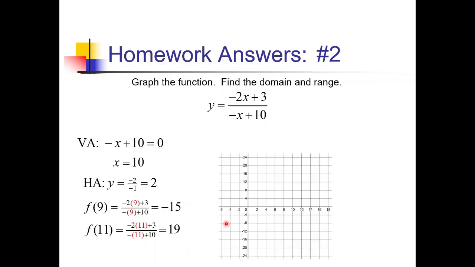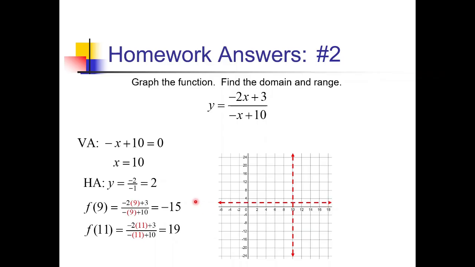Graphing all this out, I'm going to make my x grid lines go by 2's so that I can fit this x equals 10 for vertical asymptote. And I've got some big numbers for my y values, so I'm going to make those go by 4's to be able to fit all those. For my horizontal asymptote, I've got y equals 2 right here.